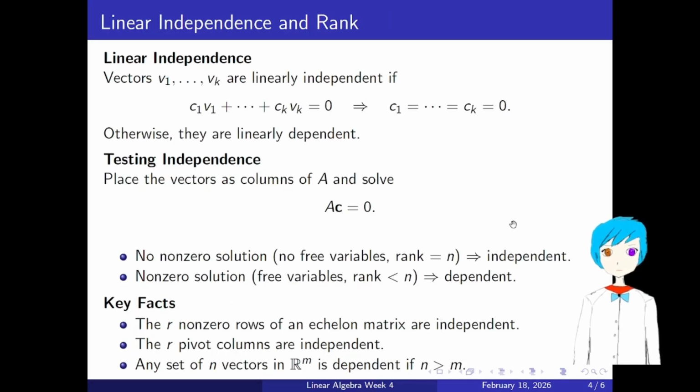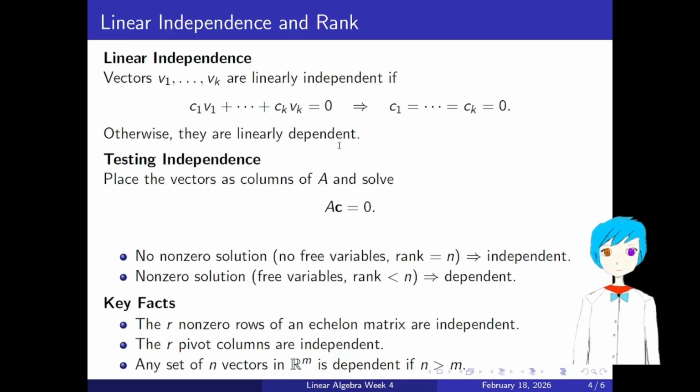Next, we introduce vectors, linear dependence and independence. Given k vectors, they are linearly independent if the equation c1v1 plus c2v2 up to ckvk equals 0 only admits a trivial solution, which means all ci must be 0. If that is the case, then the vectors are linearly independent. Otherwise, they are linearly dependent.